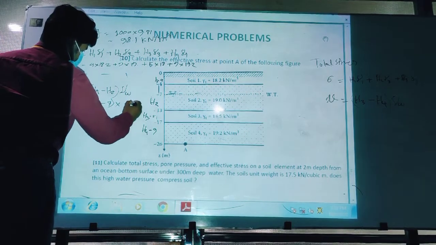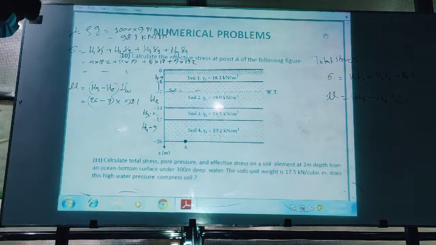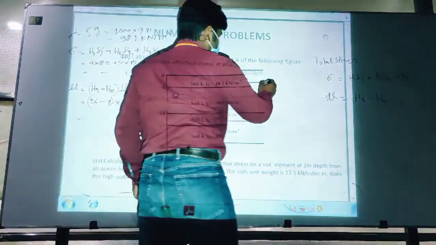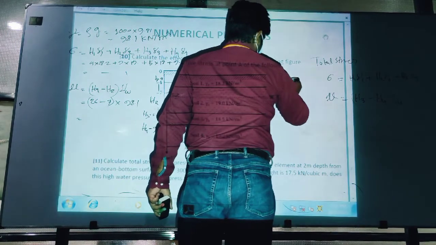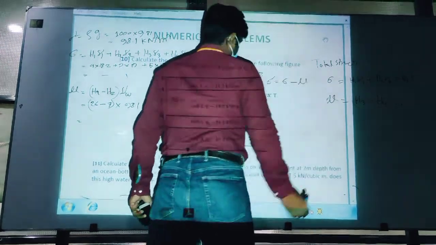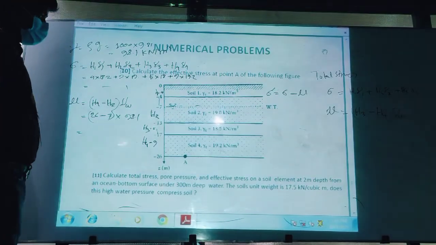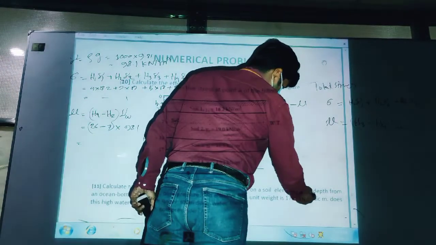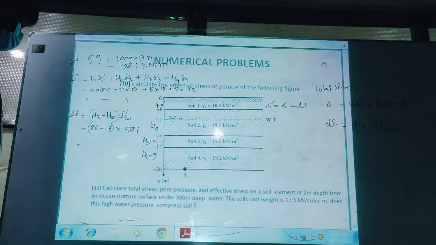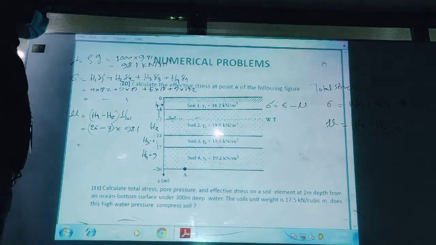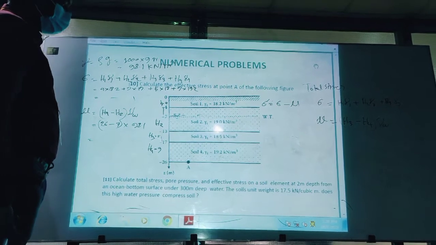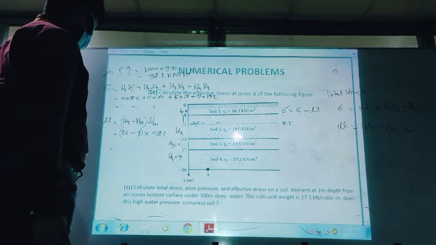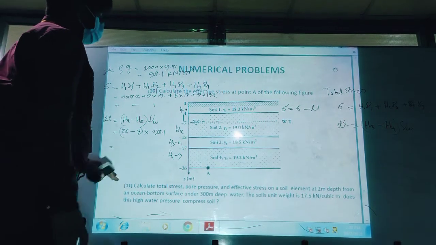This one and effective stress. Doing the effective stress, sigma prime into total stress minus pore water pressure. Total stress subtract pore water pressure. And this gets 2 meter depth from an ocean bottom surface under the 30 meter deep water. The soil unit weight is 17.30 Newton cubic meter.